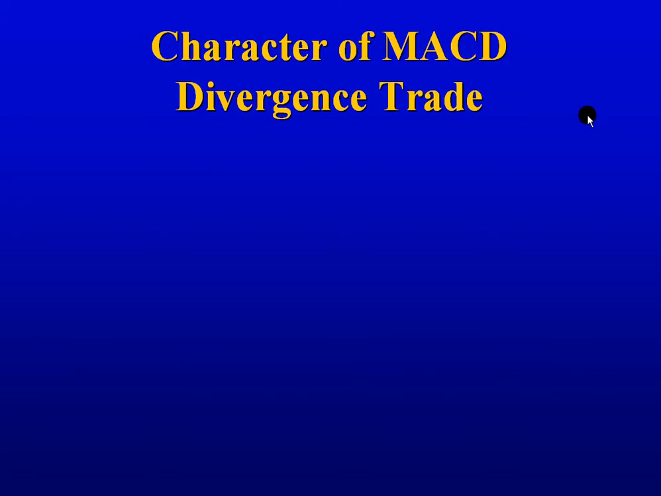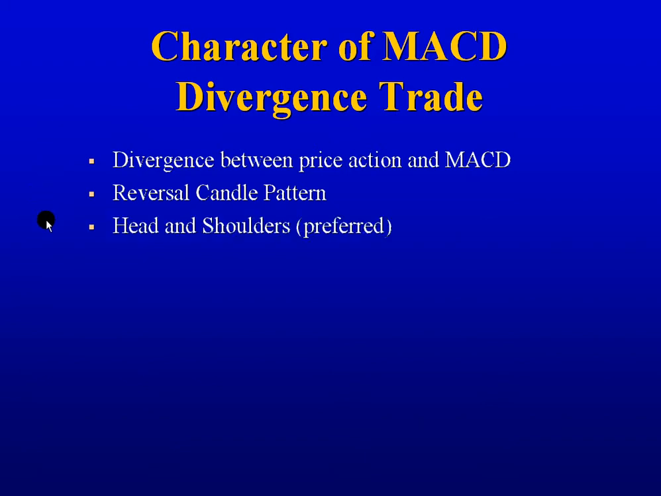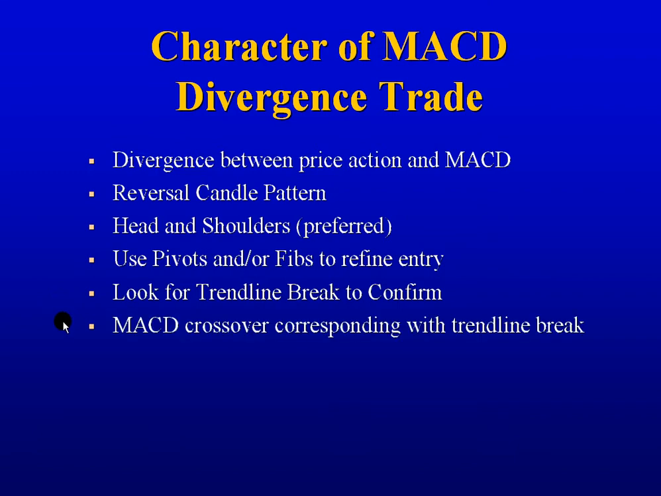The character of a MACD divergence trade: we want to look for a divergence between price action and MACD. We want to look for reversal candle patterns. We want to potentially look for a head and shoulders pattern. We want to use pivots and or Fibonaccis to refine our entry. We want to look for trend line breaks to potentially confirm, or you may even be in before the trend line break. So the trend line break is a confirmation of already being in a move. MACD crossover corresponding with the trend line break further confirms your move.